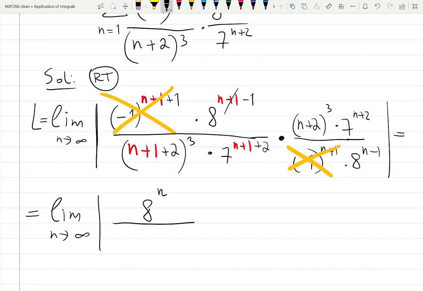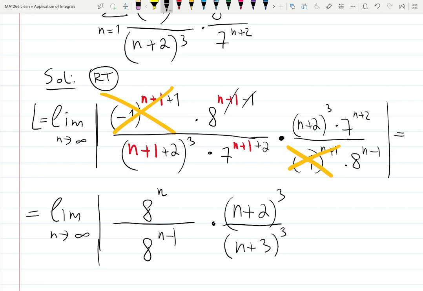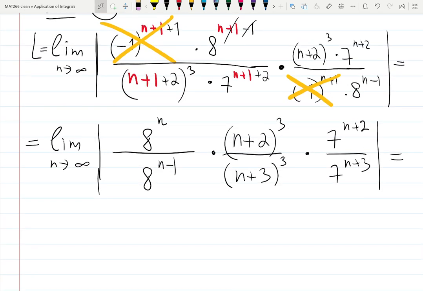8 to what? N, because plus 1 minus 1 gives you 0. So convenient. Let's put 8 at the bottom too. What power should be at the bottom? N minus 1, thank you. Times, you choose whatever you want to do now. For example, n plus 2 cubed. It's just next in order, but actually I would do 7. And in the denominator, what should I put? N plus 3 cubed. And the last one is left, 7 to the n plus 2 over 7 to the n plus 3. I just calculated all those cute little numbers.